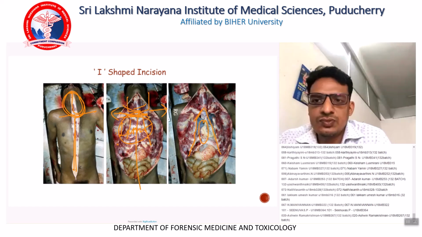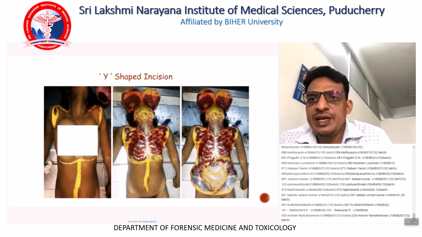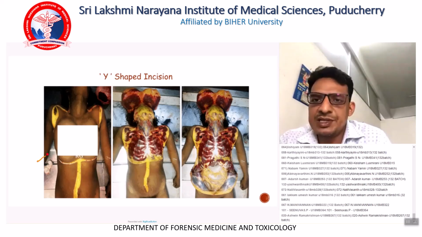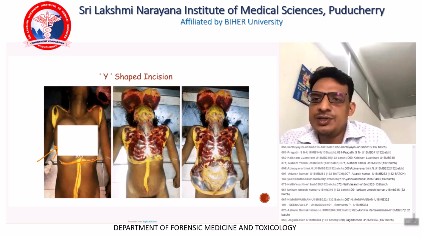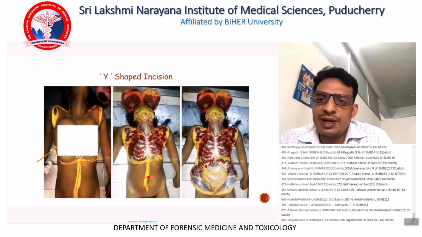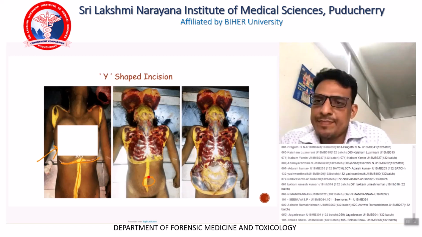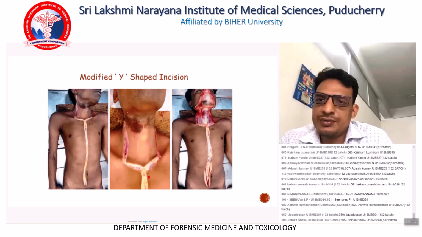Next we are seeing is Y-shaped incision. In a female where the breasts are present, there we have gone below the breast, extending it downwards. Here also you can observe the umbilicus. Okay. Next. Modified Y. This is one modified Y that we have always preferred. Look at the umbilicus again.